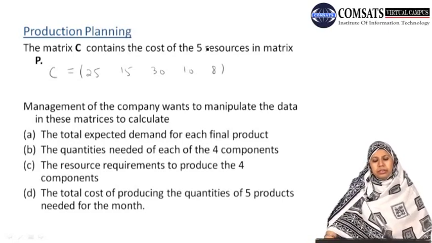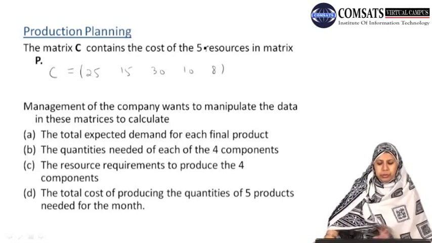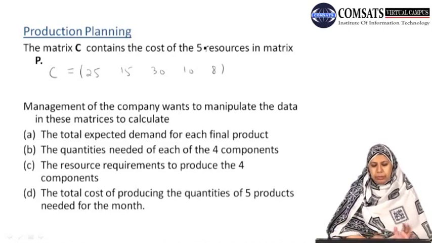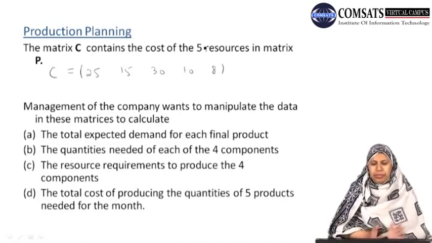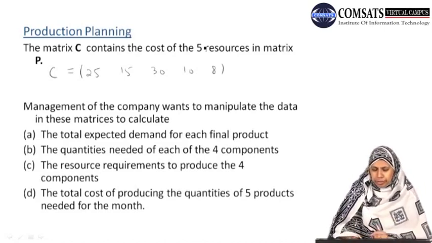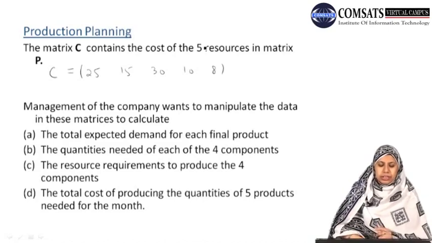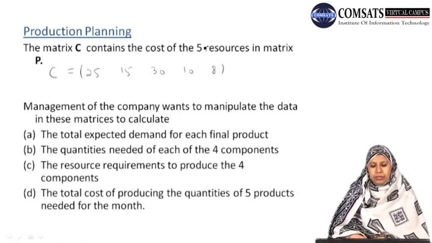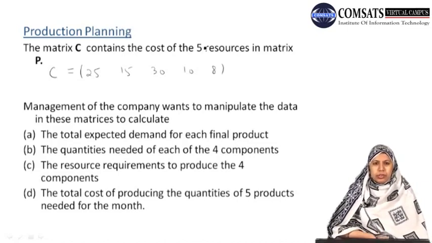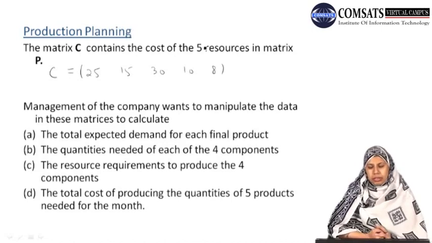Now the management of the company wants to manipulate this data in the matrices to calculate. We have already manipulated the data in the matrix form, and they are interested in knowing 4 things. That is, the total expected demand for each final product, the quantities needed of each of the 4 components, the resource requirements to produce the 4 components, and the total cost of producing the quantities of 5 products needed for the next month.